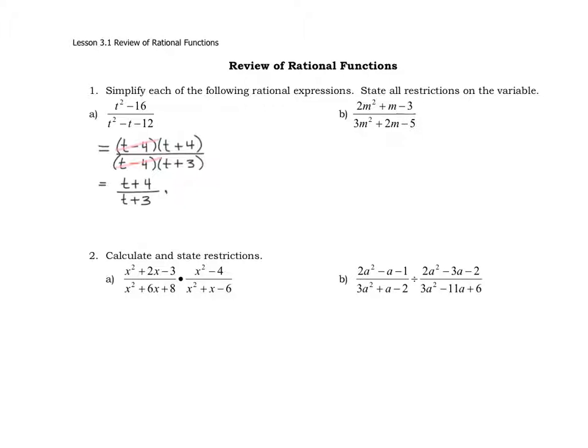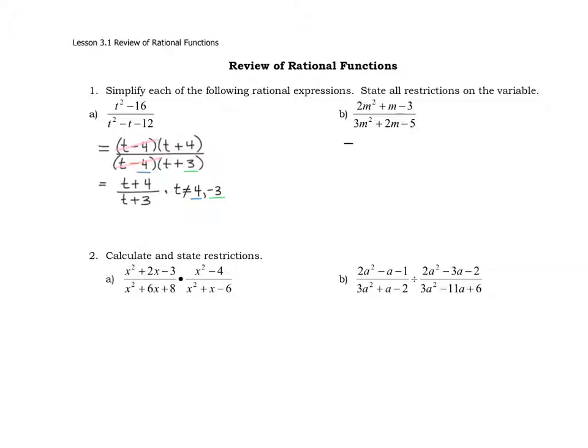But we do need to state restrictions. And those two restrictions are going to be t cannot equal 4 or negative 3. Okay, the 4 comes from t minus 4 cannot equal 0, and the negative 3 comes from t plus 3 cannot equal 0. So basically we can't divide by 0, because then that would give us an undefined expression. Okay, so this is what we did back in 11U. So let's go on to the next problem.